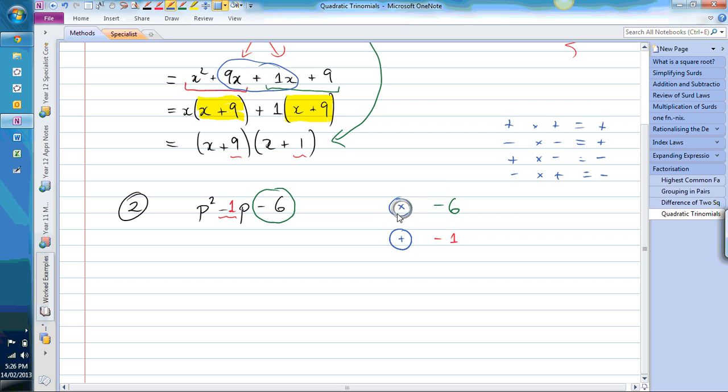Now, if the result of this multiplication is negative, so it's one of these here, that tells us that the two numbers have to have different signs. One of them has to be positive, one of them has to be negative. So I'm looking for a positive and a negative number. And I can see here that when I add the positive and the negative number together, I have to get a negative answer. So that tells me that the value of the negative number has to be bigger than the value of the positive number.